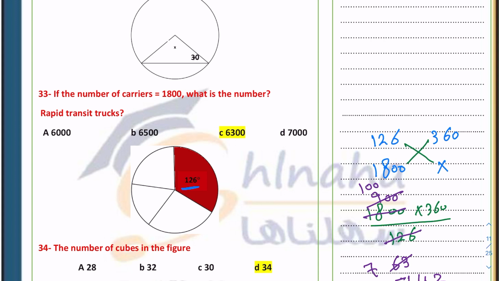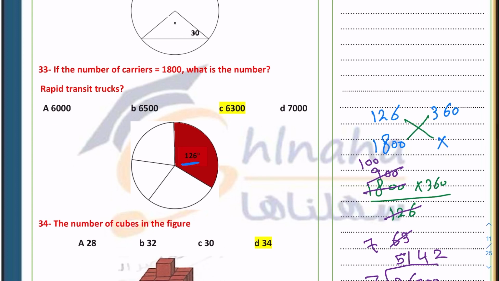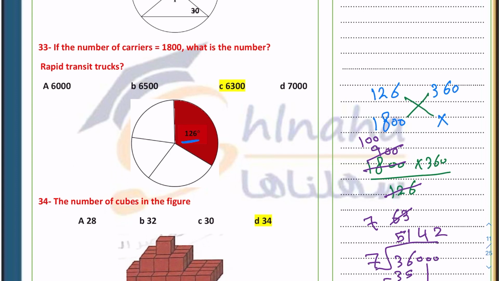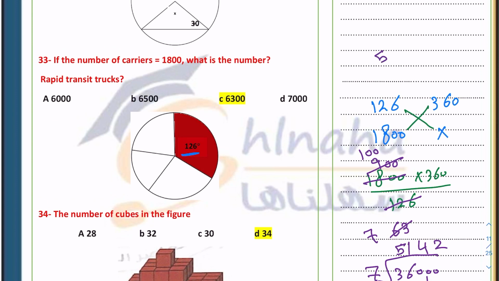5,142. The closest number in these choices is 6,000 if I have it, but the right answer would be 5,142. Okay? Let's take the next question.